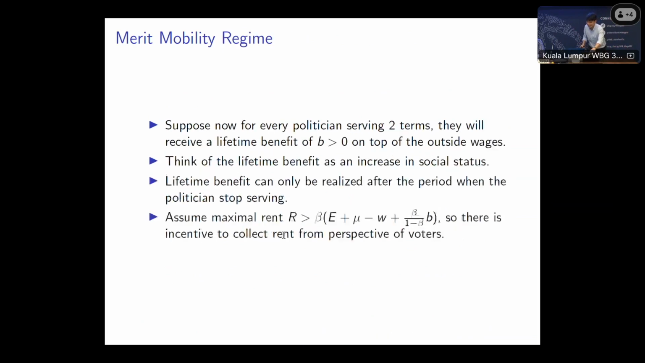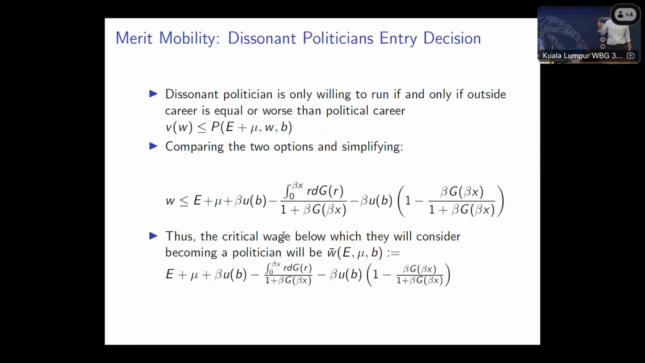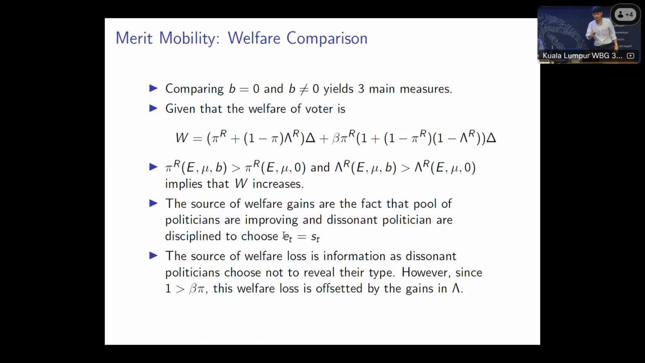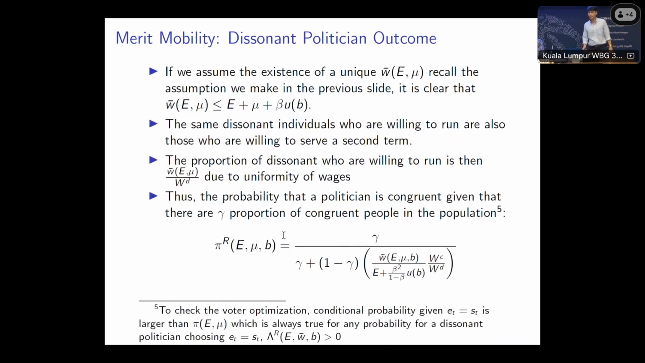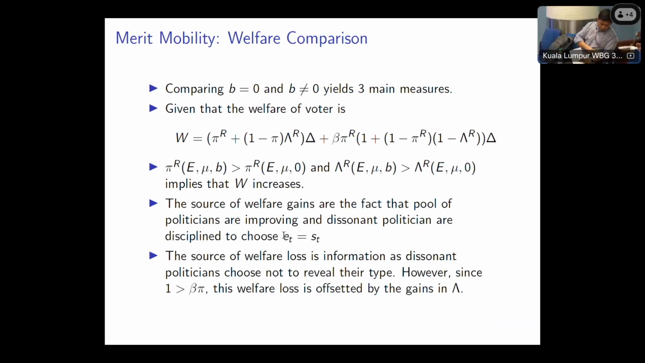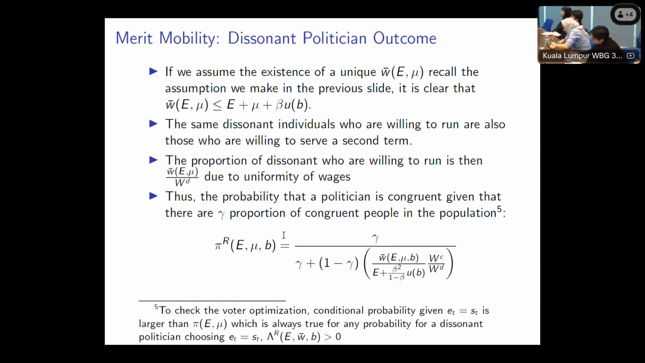But even if this rule was established, even if we disregard the second term, what I actually found was that the welfare effect is positive. Comparing the baseline and this mobility regime, it is better for the voter because the pool would improve. So the rate of change of W is smaller than the rate of change of beta squared over 1 minus beta.